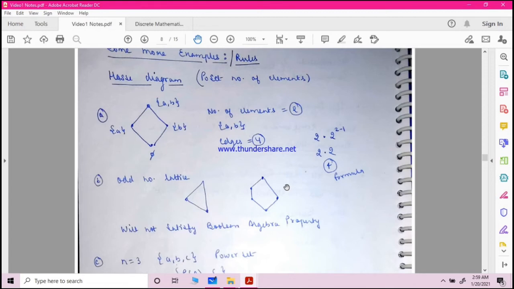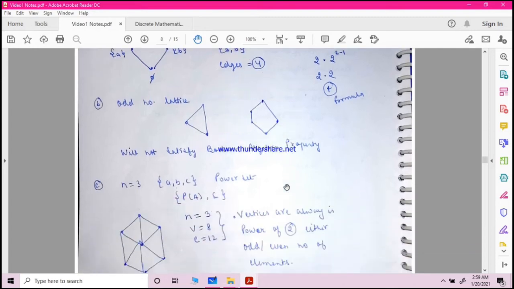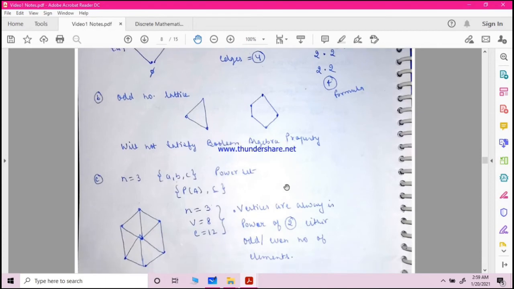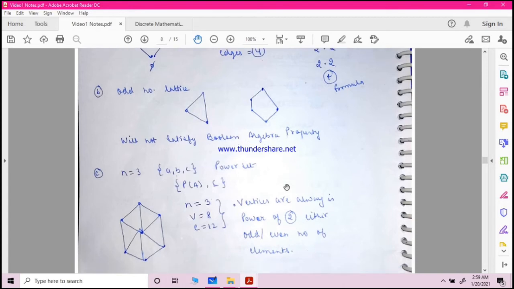N is equal to ABC power set. N is equal to 3, vertices 8, edges 12. Vertices are always a power of 2. 2 to the power n vertices. What is the meaning of that? If the poset has 2 to the power n elements, then it can be a Boolean algebra.